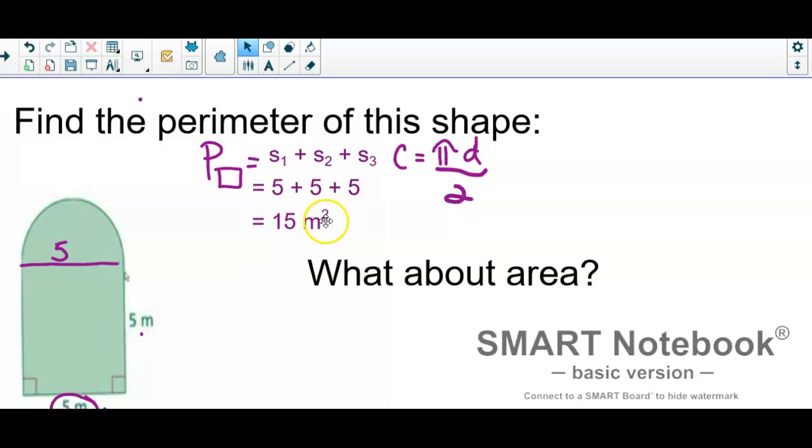Oh, not squared. That shouldn't be squared. So take that off. Let's just cross it out, I guess. There, that's not there. Okay.